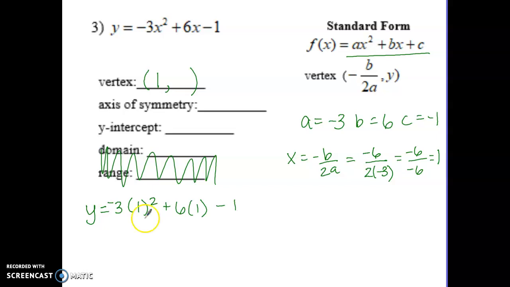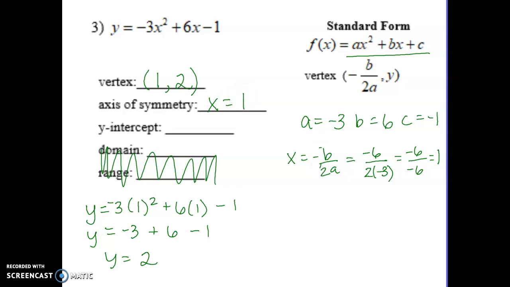Order of operations, let's do exponents first. So 1 squared, that's just 1. 1 times negative 3, that's still negative 3. 6 times 1, that's 6. Minus 1. All I have is addition and subtraction, so if I start from the left, negative 3 plus 6 is positive 3. Minus 1 is positive 2. So my vertex for this is (1, 2). The axis of symmetry is always x equals the x value of the vertex, so it's just x equals 1.